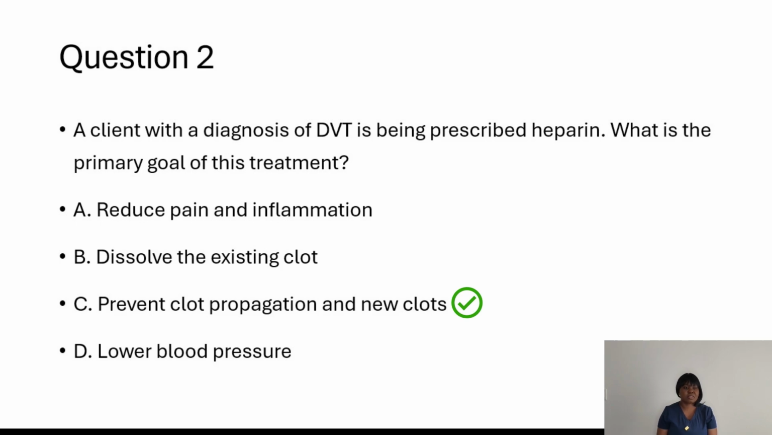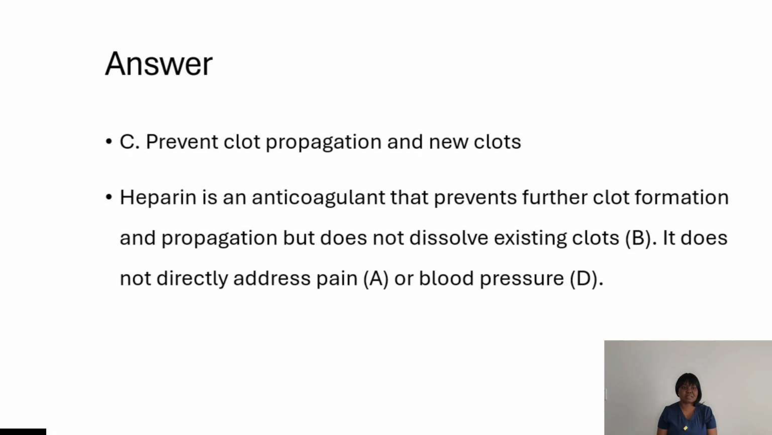Yes. D, lower blood pressure. No, that would be an antihypertensive. So the best option will be C, prevent clot propagation and new clots. So anticoagulants, when we discuss them, we say they do not break down clots, but they prevent the old clot from getting bigger and new clots from forming. So option C will be the best answer.